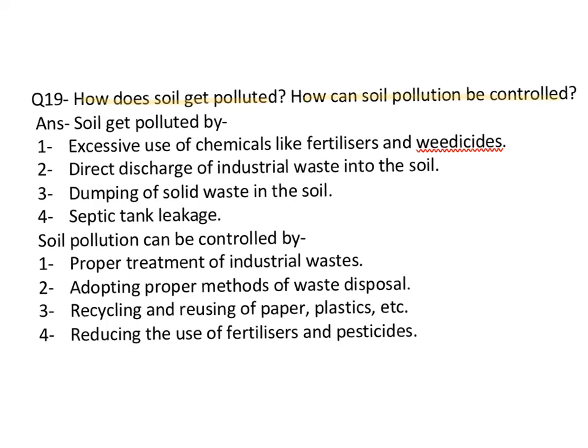Answer to this question, soil gets polluted by first, excessive use of chemicals like fertilizers and weedicides, second, direct discharge of industrial waste into the soil, third, dumping of solid waste in the soil, fourth, septic tank leakage. Soil pollution can be controlled by first, proper treatment of industrial wastes, second, adopting proper methods of waste disposal, third, recycling and reusing of paper, plastics, etc. Fourth, reducing the use of fertilizers and pesticides.